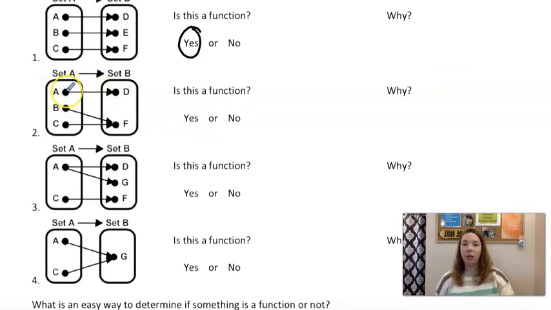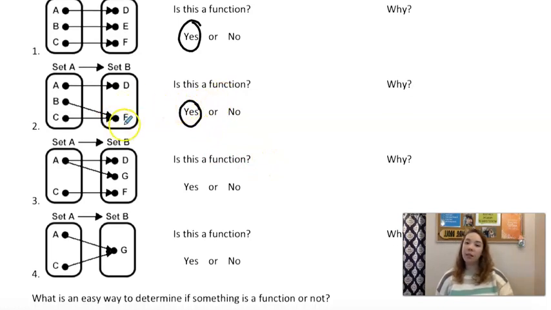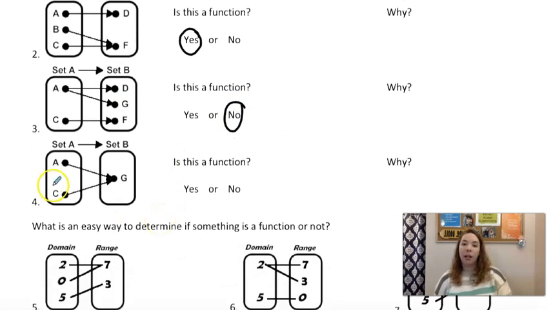Right here, number 2, A goes to D, B goes to F, and C goes to F. This is still a function because even though this F is repeated, the Y value is repeated, we only care about whether or not the X value is repeated. We could still write an equation to model this because each X is only used one time. This number 3, though, is a different story. A is used and it has two different answers. That's a no-no. This is not a function. We would not be able to write an equation to represent that. And then 4, each x is only used once, so that is a function.